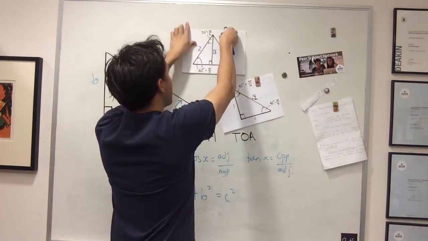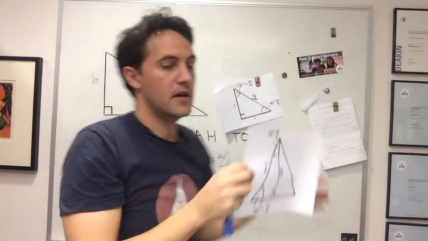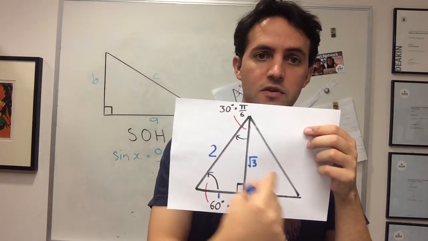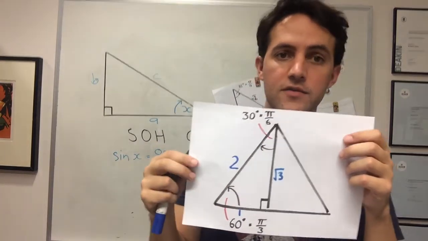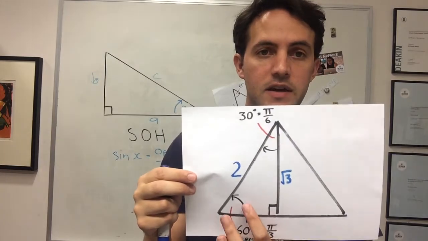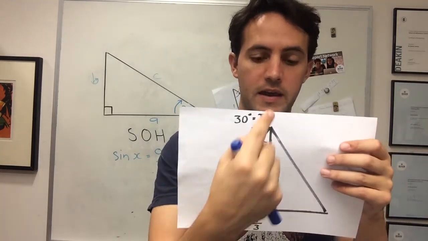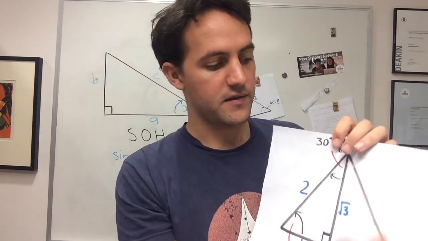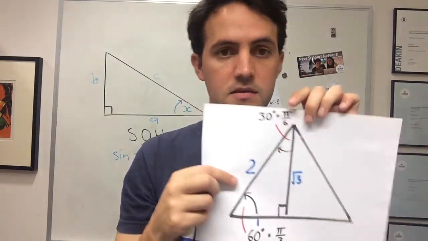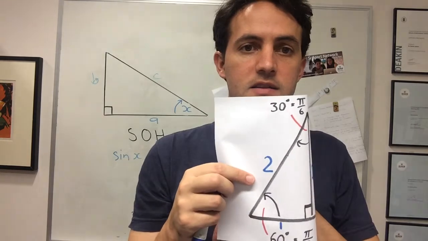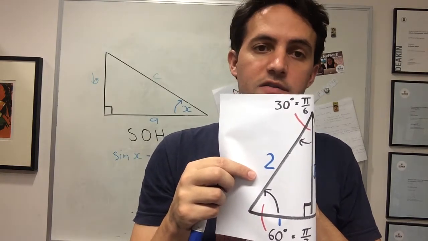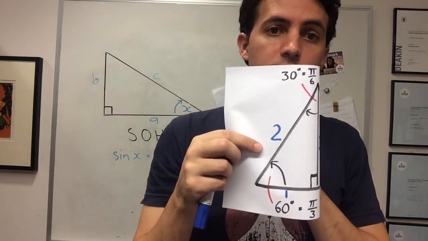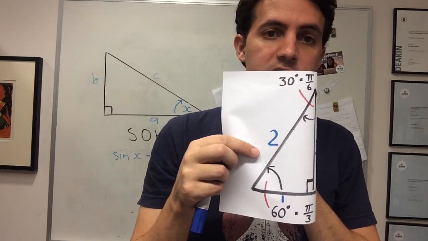The other one that we have is this one here. It starts with an equilateral triangle, so all angles are equal. Since all angles are equal, we would have 60 degrees at each of them. We then cut it in half, and if we start with side lengths of 2, then thinking about this side of the triangle, the 2 is the length of the hypotenuse. The bottom, since we cut that side in half, is 1.